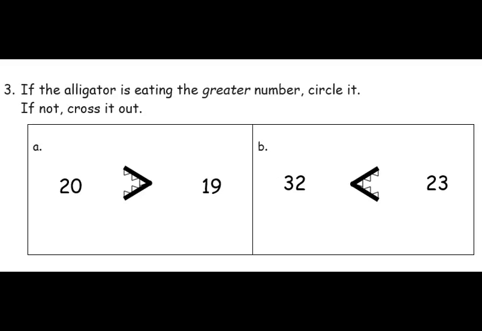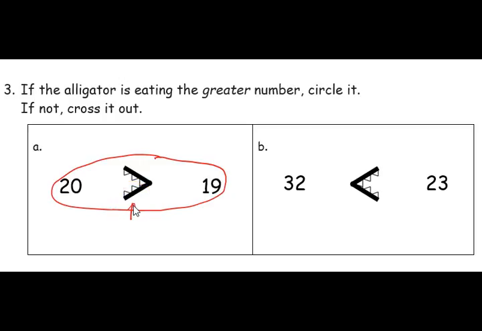The directions in this section say if the alligator is eating the greater number, circle it. If not, cross it out. If I look at the first problem, I have 20 and 19. The opening of the symbol is pointed toward the 20, so that would be correct. I can read this statement as 20 is greater than 19. So this statement is correct.